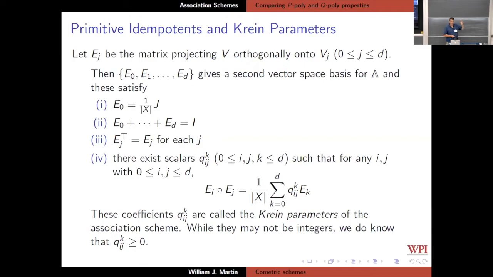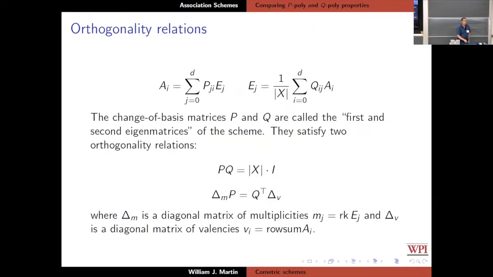It's just the spectral decomposition of the entry-wise product. And the entry-wise product, as a principal submatrix of the Kronecker product, is positive semi-definite. So the Krein parameters are always non-negative, and the eigenvalues of this matrix live between 0 and 1. So we know that these are non-negative, and these Krein parameters are what's interesting to me. The change of basis matrices between the A's and the E's, which you saw in Akihiro's talk, are very interesting. In Akihiro's talk, the P matrix was equal to the Q matrix.